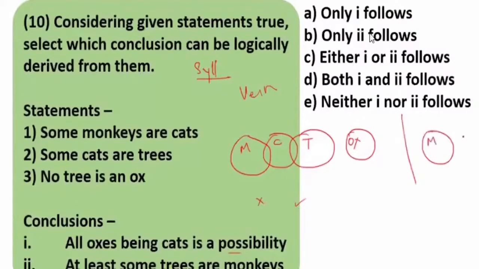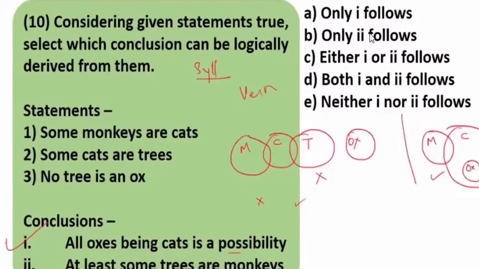This is say monkeys, this is say cats, some of the cats are trees and all the oxes are over here, right? All the oxes are over here. So the condition that no tree is an ox is satisfied, plus all the oxes being cats is a possibility. This is also satisfied. Here it is not satisfied, here it is satisfied. So this is a valid conclusion.